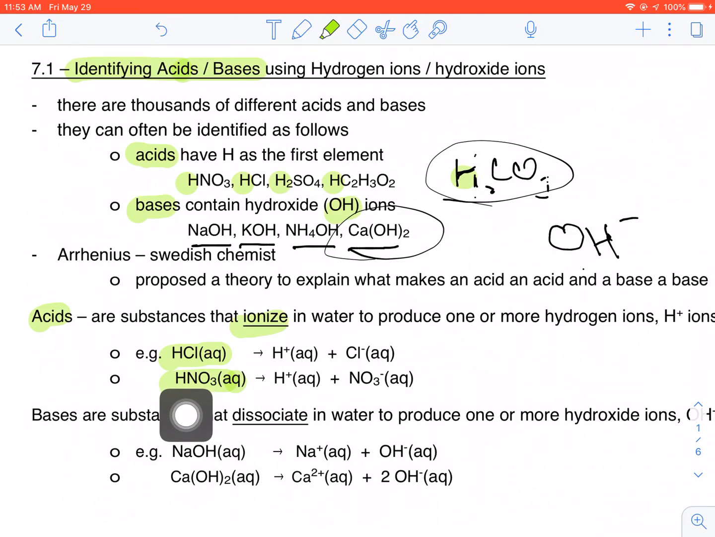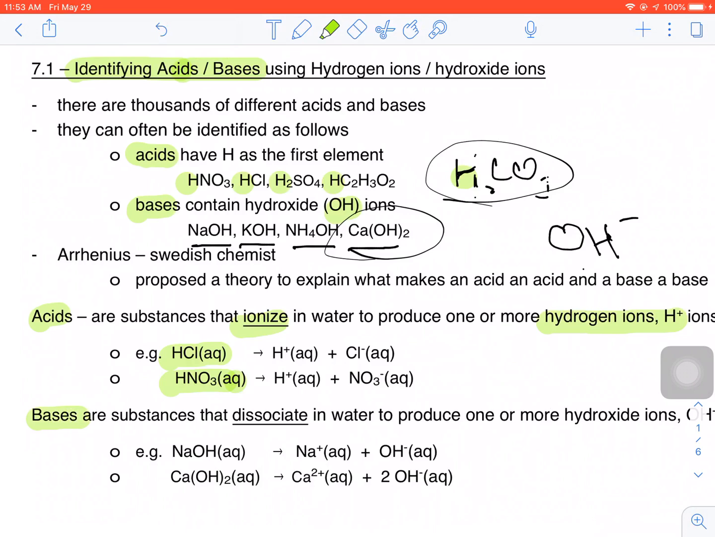The water gets in between the H and the NO3, and the H gets popped off as a hydrogen ion, and the NO3 goes off as my nitrate ion. So that's what Arrhenius says about an acid. When I put it in water, it will ionize in water to produce hydrogen ions. Arrhenius also said bases do a similar thing.